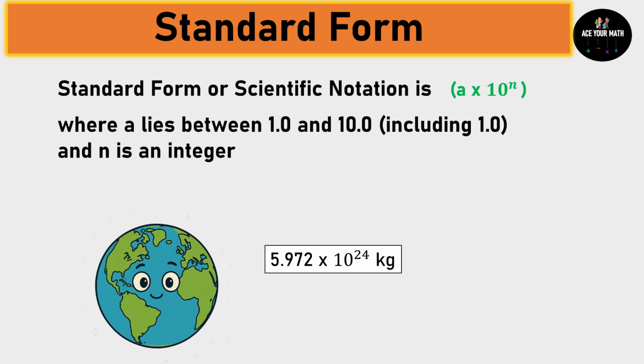Now let's see the mass of Earth. It is written as 5.972 times 10 raised to the power 24. So it is in the form of a times 10 raised to the power n. If you see closely, 5.972 is less than 10, and the exponent 24 is also an integer. It means this is the scientific form.